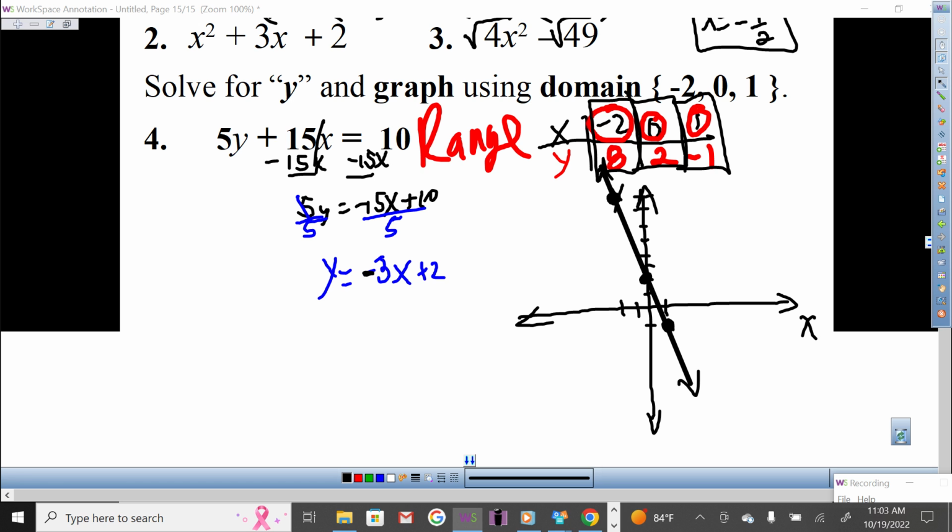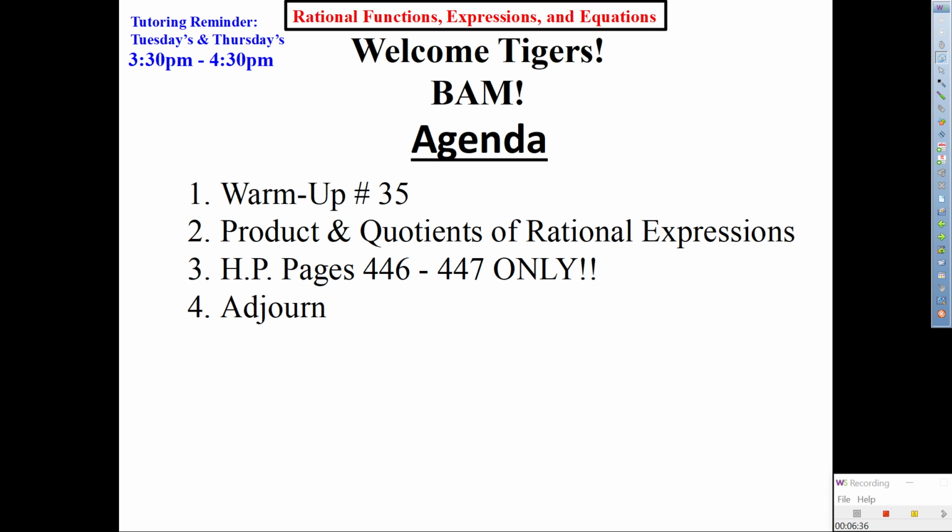All right, copy the agenda for today. Here we go. Warm-up number 35, product and quotient of rational expressions. And your home plate pages 446 and 447 only. Today is packed with a lot of stuff, but it's fairly neat. It's a neat lesson. I think it's one of the easiest ones of rationals. That's just me. That's my opinion.